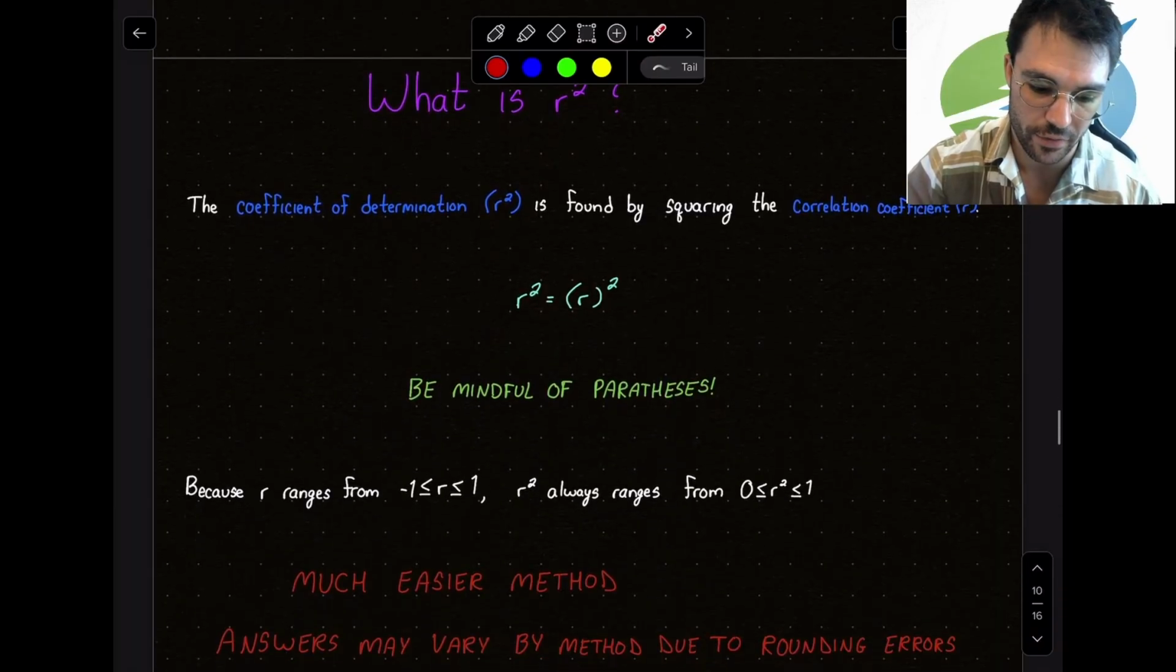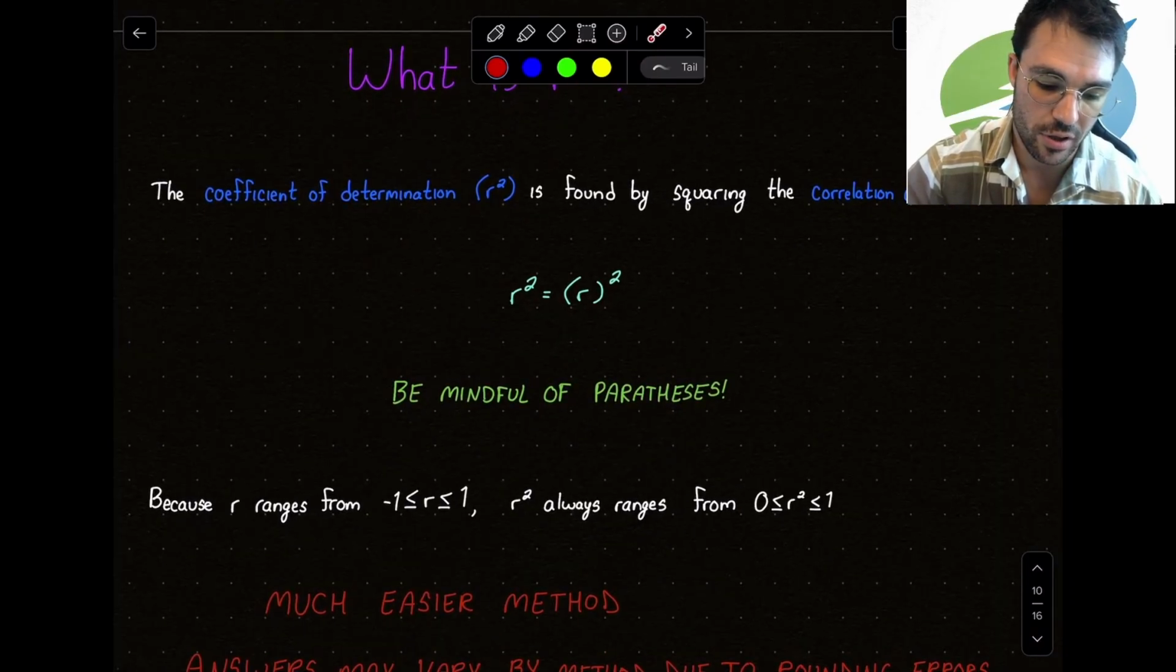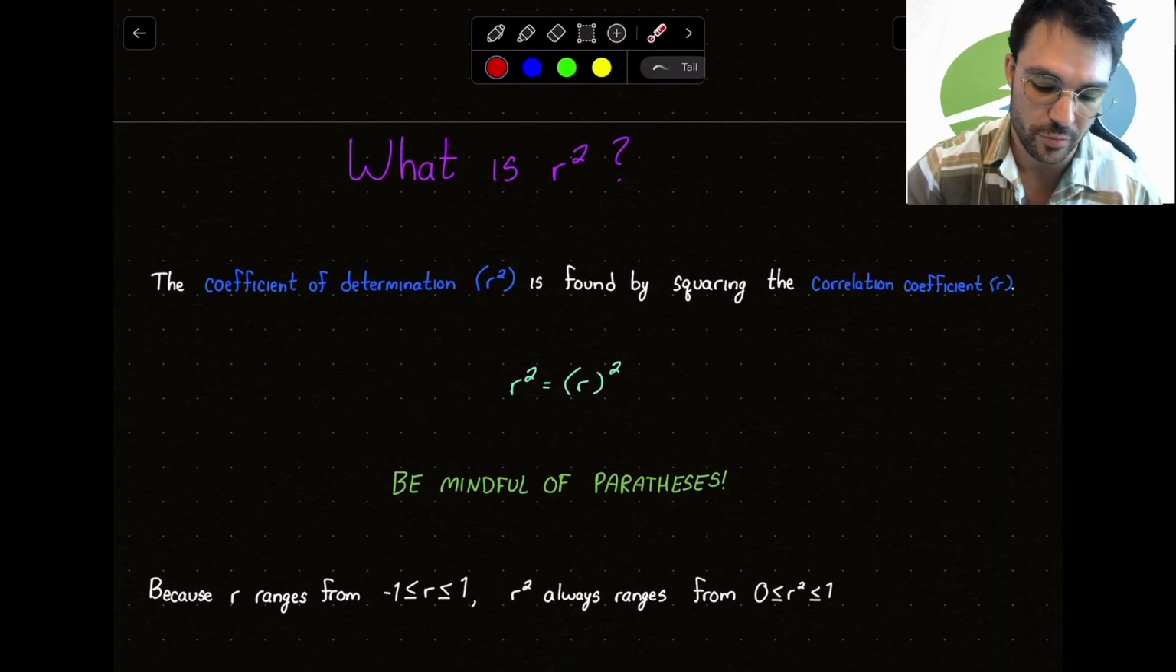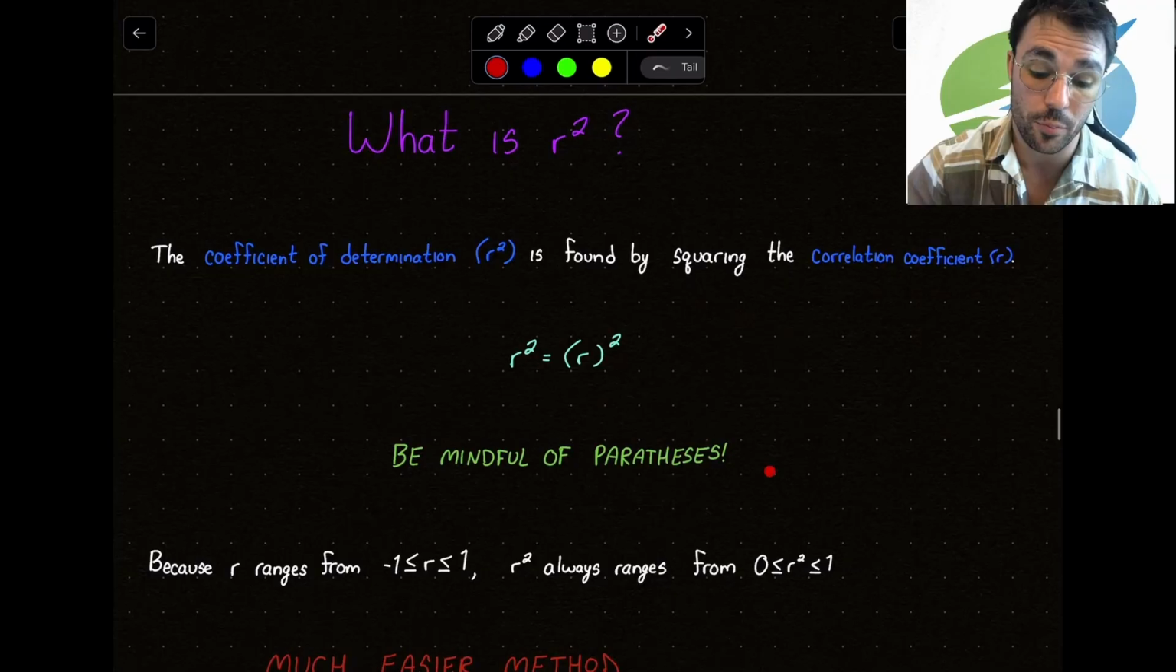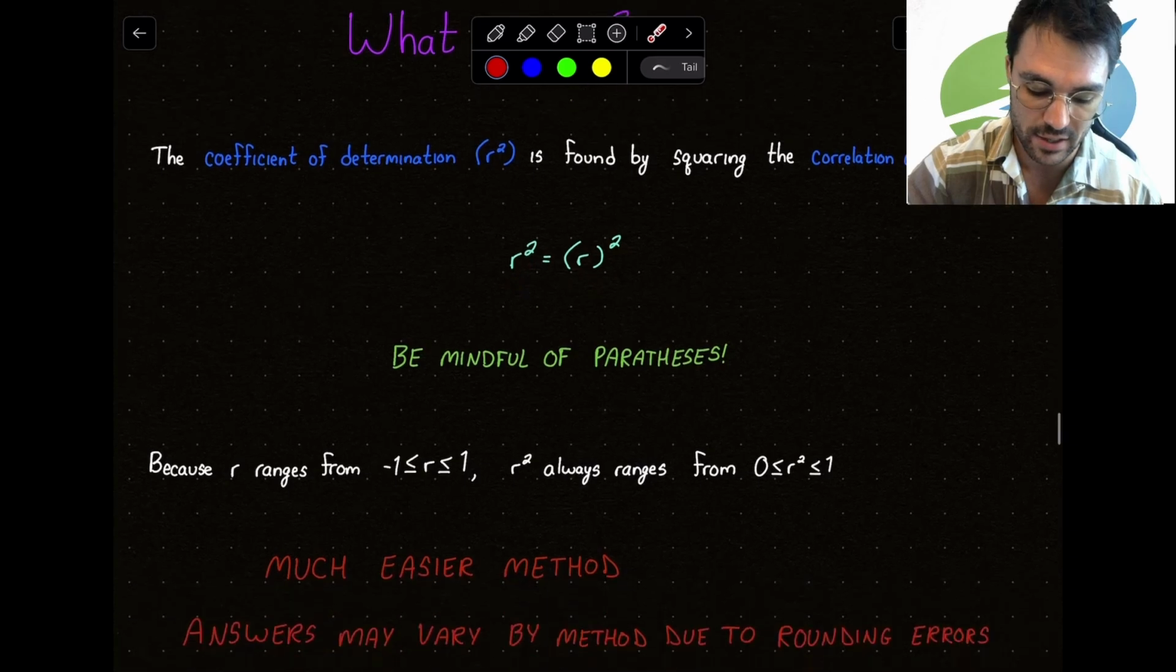Oh, here we go, I mentioned it over here, what I just said. So what is R squared? The coefficient of determination, R squared, can be found by just squaring the correlation coefficient. R squared equals r squared. Be mindful of the parentheses. We want this thing to be positive. R can be a negative value, but when you square it, it must be positive.